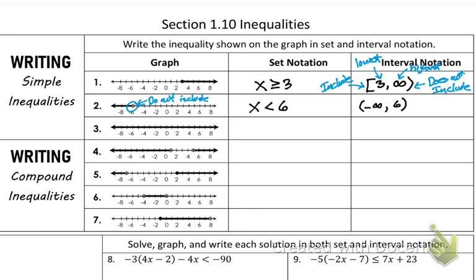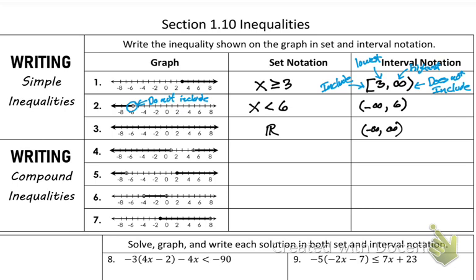Our last one, notice, is one heavy color. It goes all the way to the left, all the way to the right. This is going to be all real numbers, or all solutions would work for this. To give that interval notation, the lowest number I can get to is negative infinity. The biggest number I can go to is positive infinity. Once again, we're going to use parentheses for our infinities.